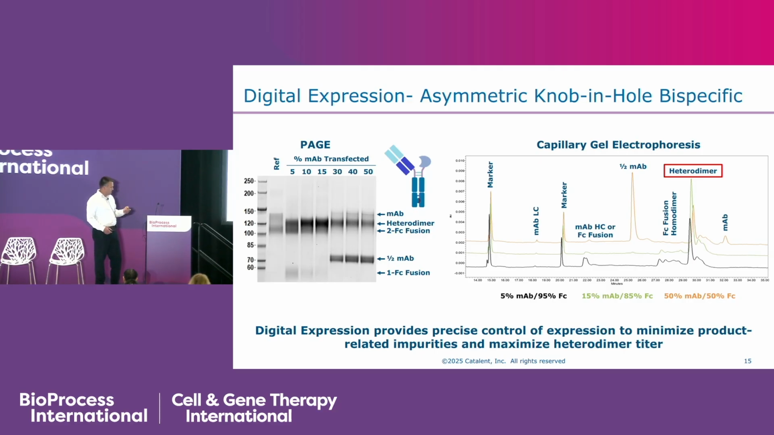Let's see if I can point. The fusion protein here is going down while the desired heterodimer is going up, and also the fusion monomer is going down. And as you go up to 30% of your mAb, you're seeing the mAb impurities come through, the homodimer of the mAb and the half mAbs. So we can really fine-tune where the proper ratio is in these pools. And shown on the right here is the capillary electrophoresis of the same thing. I won't go through that.